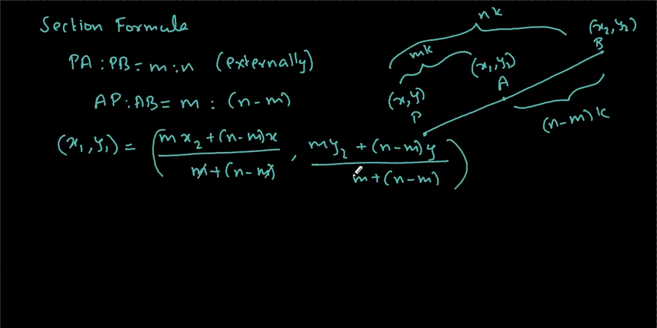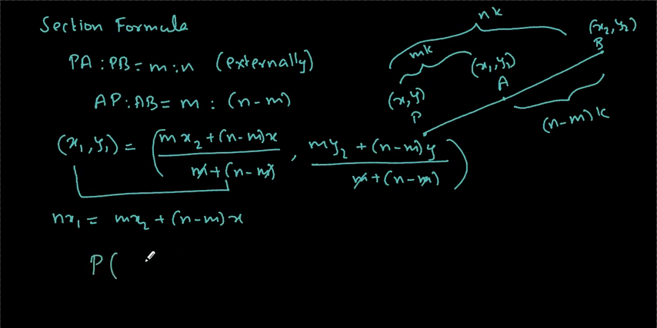This m will get cancelled off. If I compare the x coordinates, we get n x1 is equal to m x2 plus (n minus m) into x. So we get the coordinate of P.